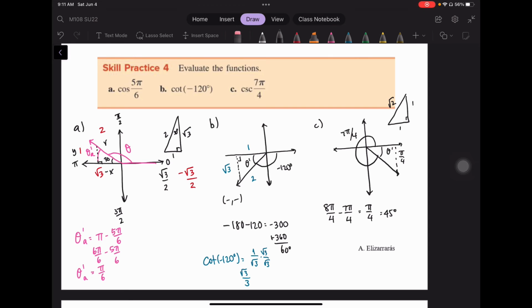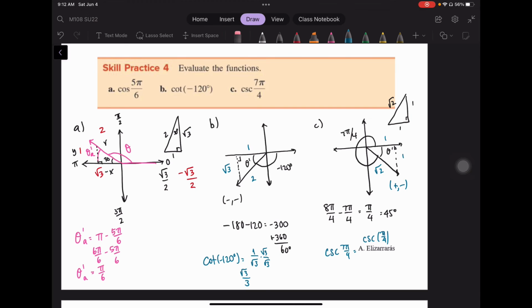So drawing my triangle, the length of the sides are 1 and the hypotenuse is root 2. So taking cosecant of 7 pi over 4, that's the same thing as cosecant of pi over 4 in the fourth quadrant, where x is positive and y is negative.